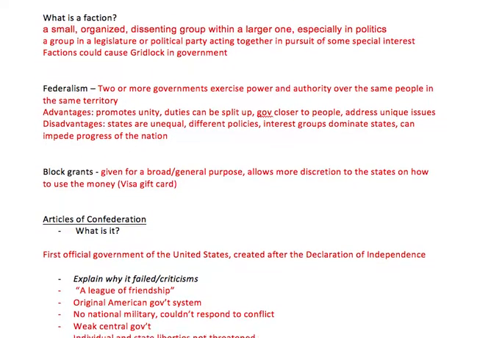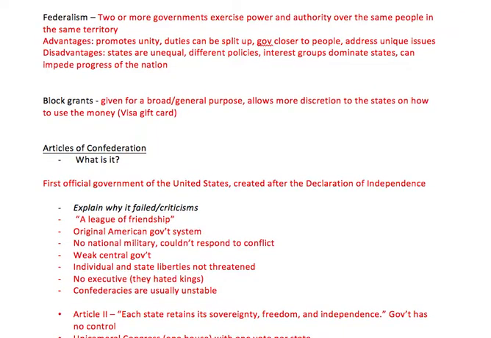Block grants are a way that the federal government can give money to the state governments, and these are well liked by the state governments because they are broadened for a general purpose, so the states have more discretionary power.